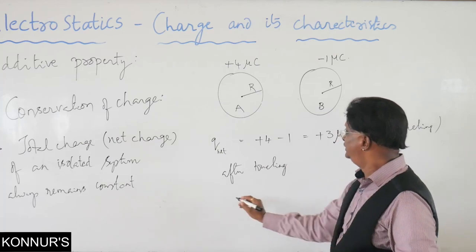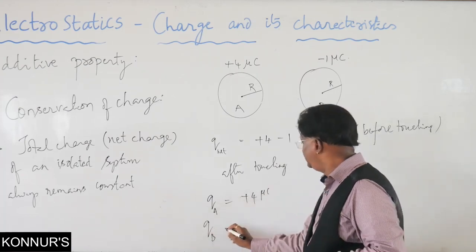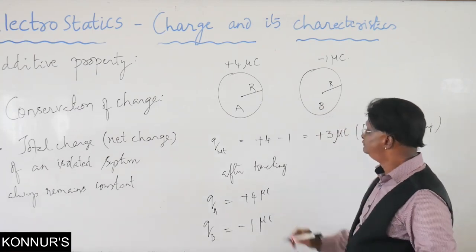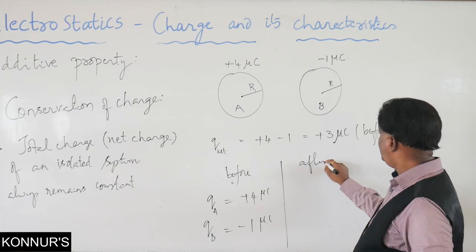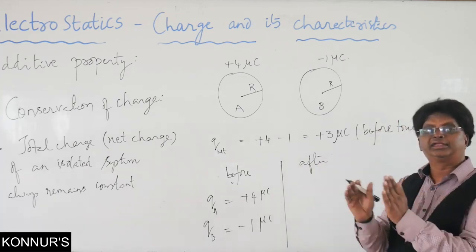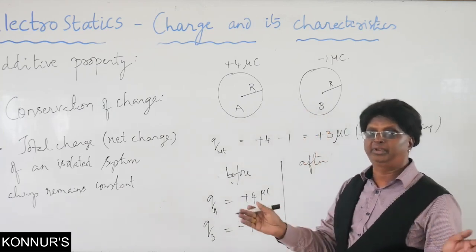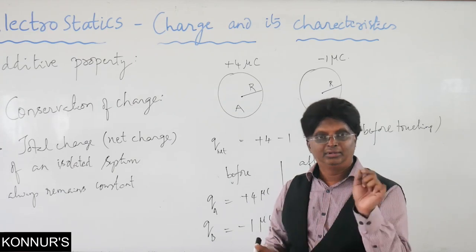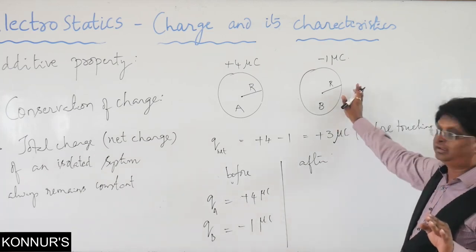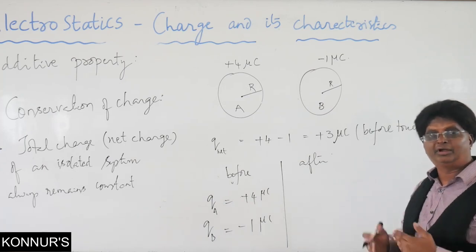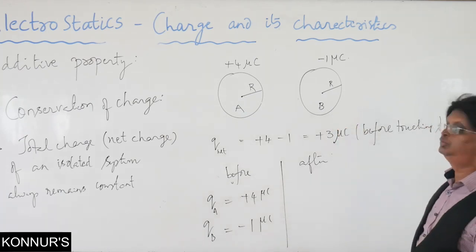Now after touching, what happens? Initially QA was plus 4 microcoulomb and QB is equal to minus 1 microcoulomb. This is before touching, and now after touching, what happens? The charge redistribution will take place. Follow the term, I call it redistribution of charge. Same size or different size, but now we are taking the case of same size. I am repeating this time and again. Do remember, because afterwards for different sizes, we should not use the same principle, and that is why I am telling you time and again.